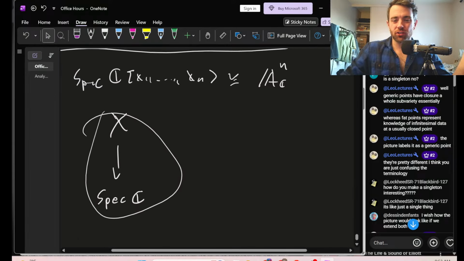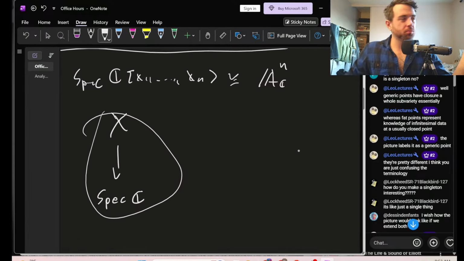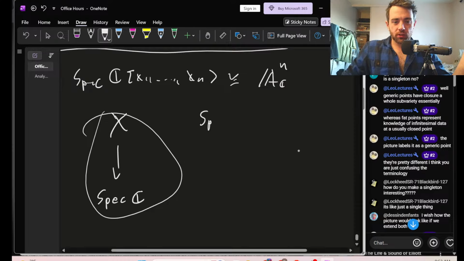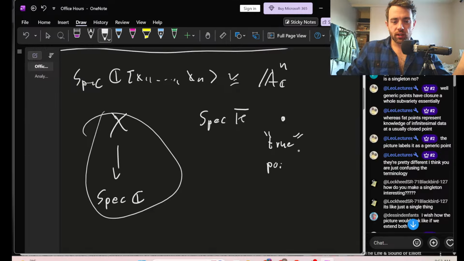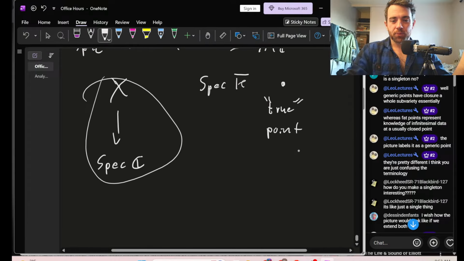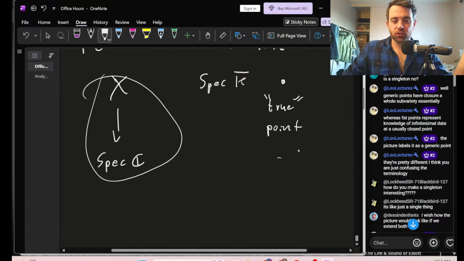Spec of a field is a singleton. Yes, exactly. But the point is like a geometric point. Spec of an algebraically closed field, you should somehow think of as being like a true point, and somehow other points are like fake points. So you should think of other points as being thick somehow, right?